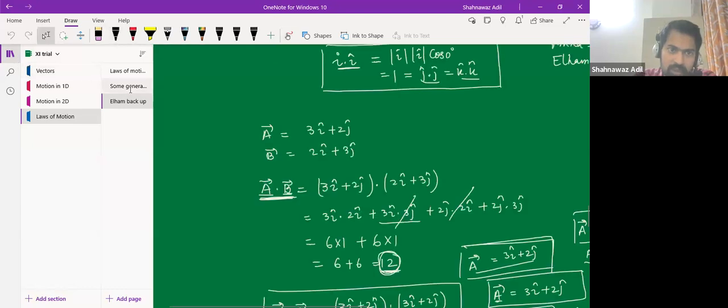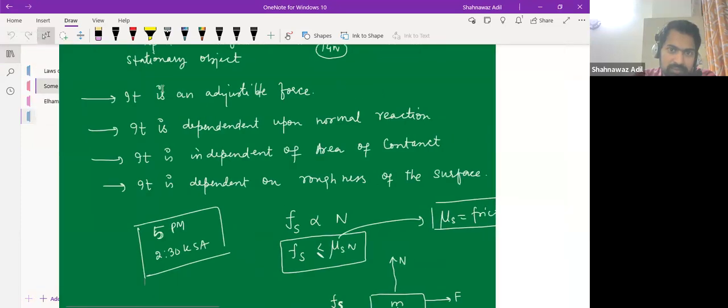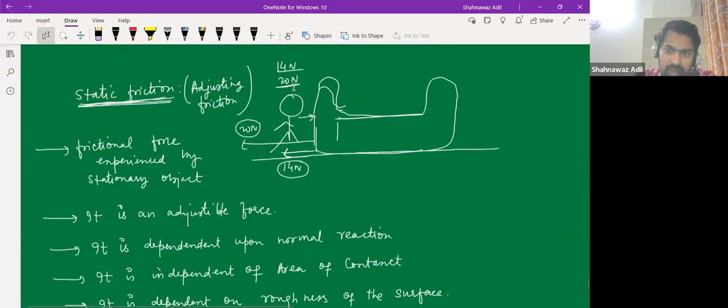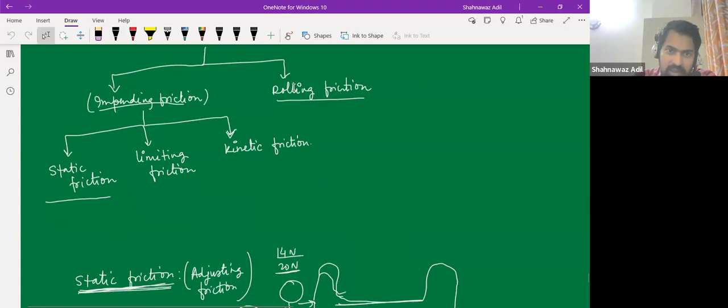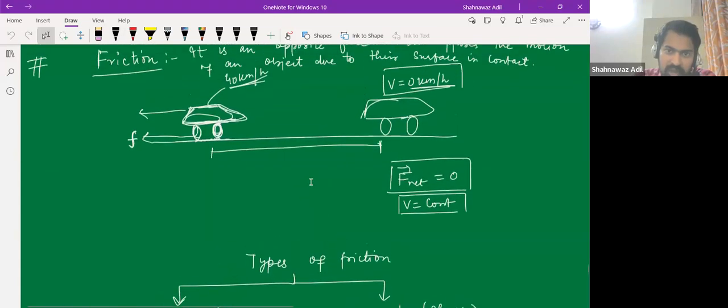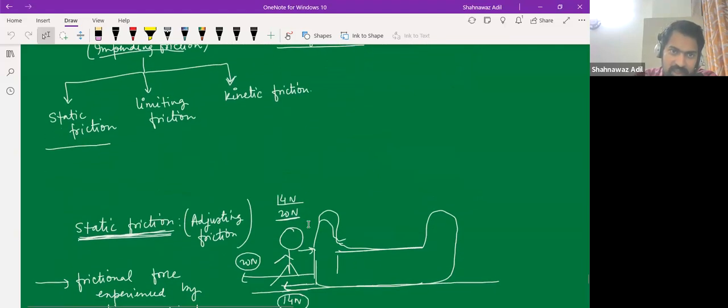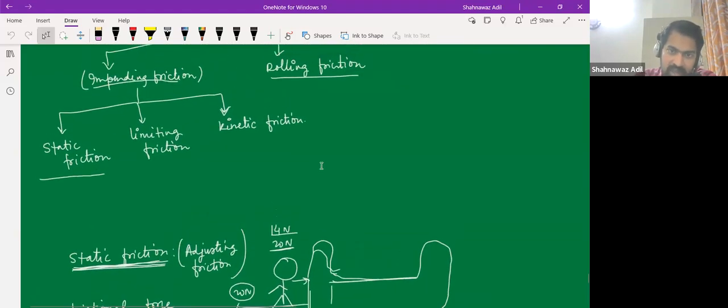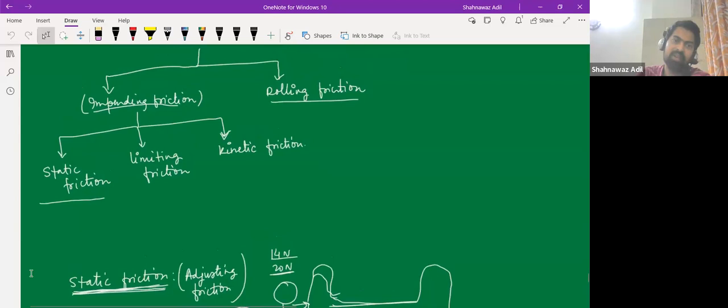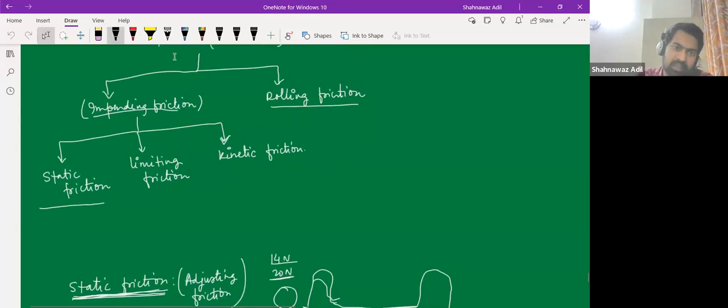Yeah, so the name was not correct here. It was actually the sliding friction that I was talking about. So we have sliding friction and then you have rolling friction.